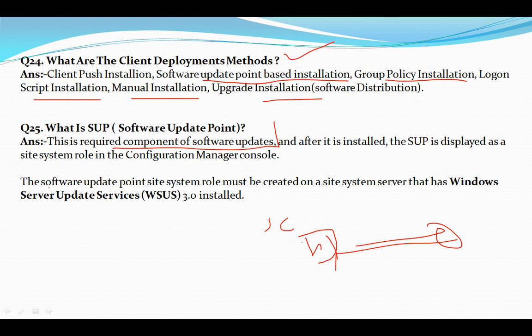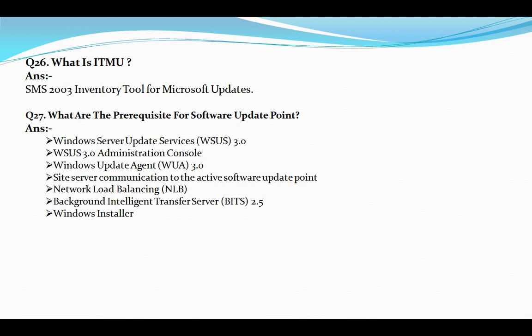The software update point site system role must be created on a site system that has Windows Server Update Services 3.0 installed. So basically it is used for the WSUS process like patch management and patch deployment. Next question, guys, what is ITMU? The meaning of ITMU is Inventory Tool for Microsoft Updates, and it was used in SMS 2003 or SCCM 2003.